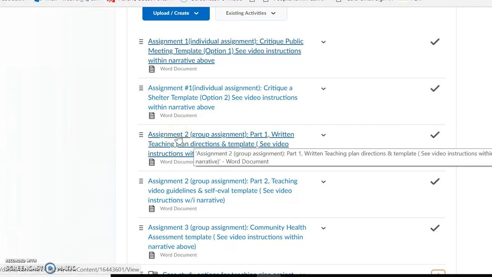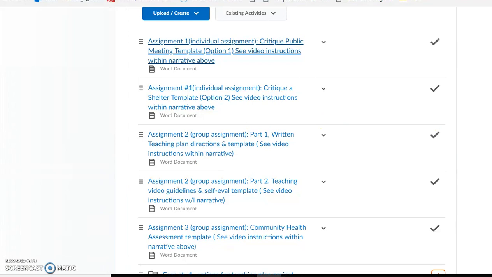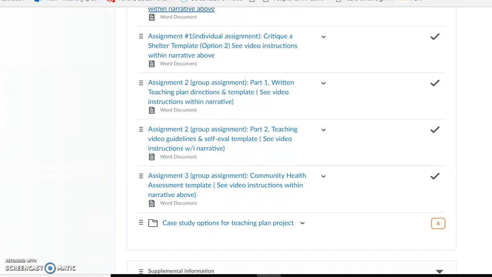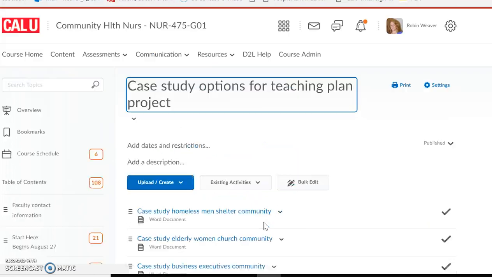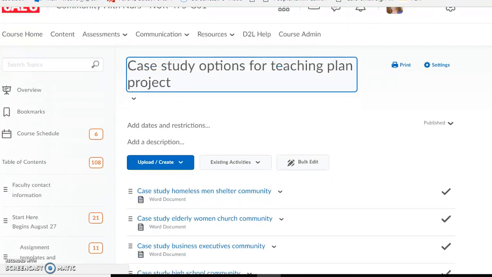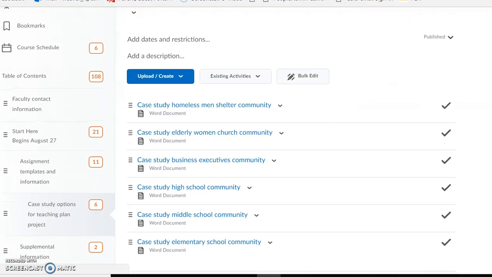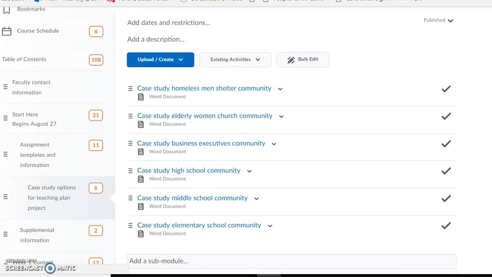Now, before I open that to go over it, let me go down further to show you something else. As I had mentioned before, we have developed case studies for you on which to base your teaching plan. Because of the online nature of this program and everyone being in different places, and yet this is a group project, it was just easier logistically to have you work off of a case study for this particular assignment.